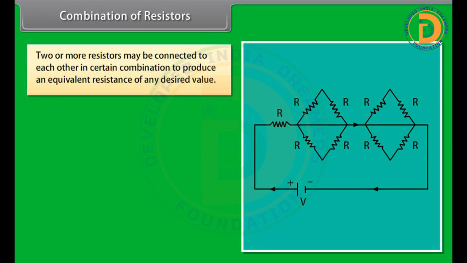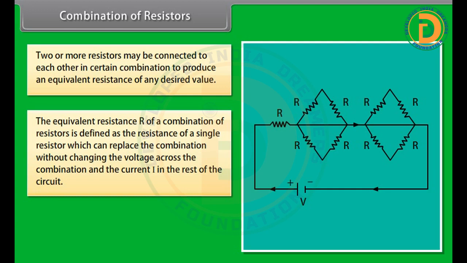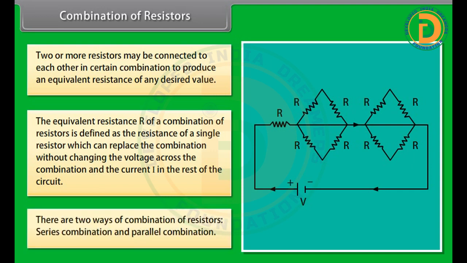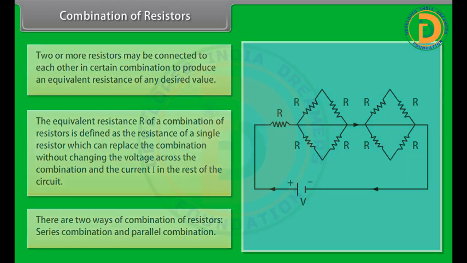Combination of resistors. Two or more resistors may be connected to each other in certain combination to produce an equivalent resistance of any desired value. The equivalent resistance R of a combination of resistors is defined as the resistance of a single resistor, which can replace the combination without changing the voltage across the combination and the current I in the rest of the circuit. There are two ways of combination of resistors: series combination and parallel combination.